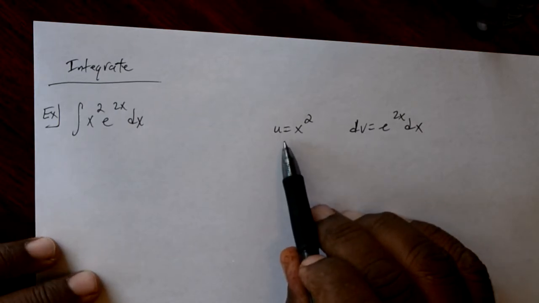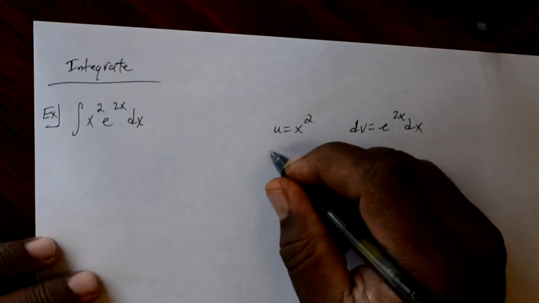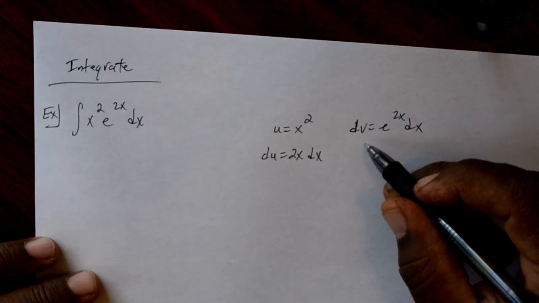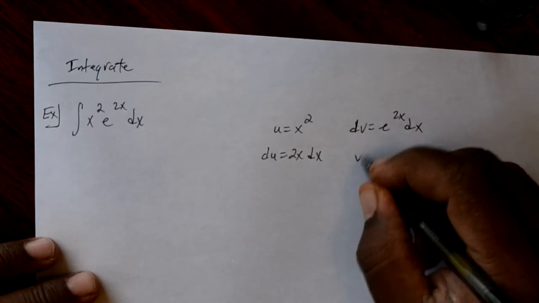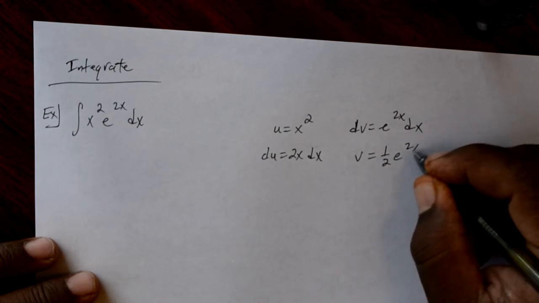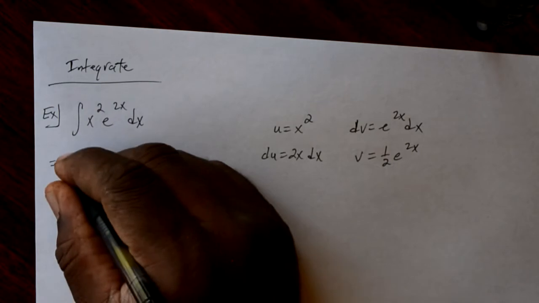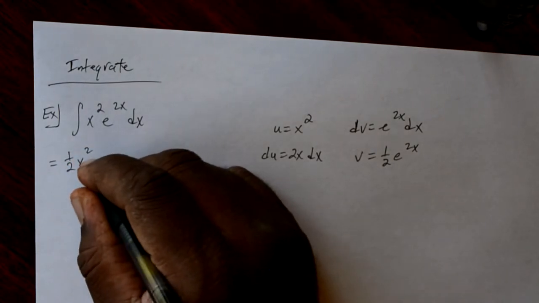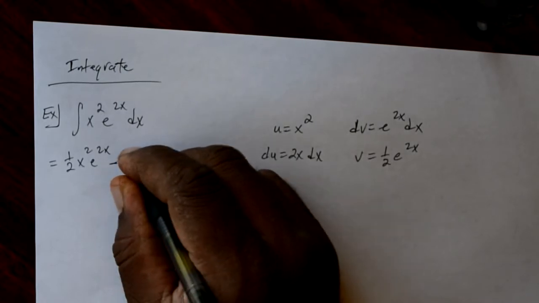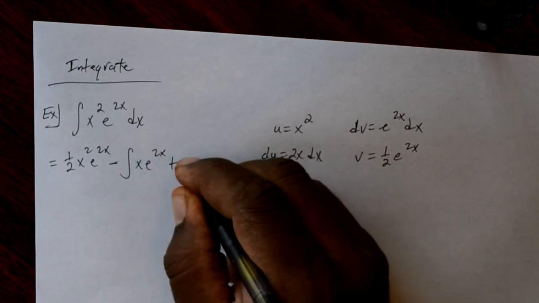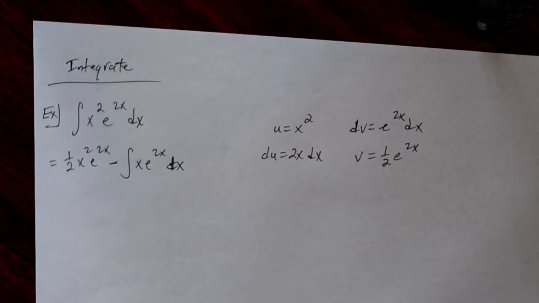We'll differentiate u equal to x squared, so we have du is equal to 2x dx. We'll integrate the dv substitution equation, so v is equal to 1/2 e to the 2x. We'll now substitute into the integration by parts formula, which is u times v. So we have 1/2 times x squared times e to the 2x minus the integral of v du. So we have x times e to the 2x dx.